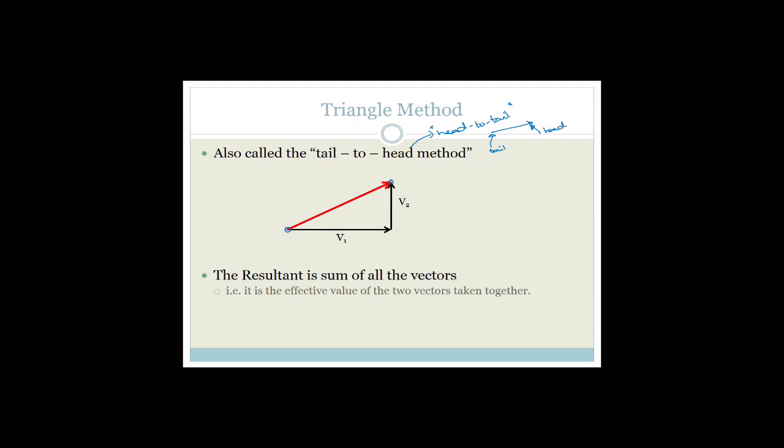So you'll notice that we're going from the head to the tail, and whenever we're drawing our vectors, the only vector that is not head to tail is the resultant. So this would be our resultant vector. Okay, and the resultant is always the sum of all the vectors. So it's the effective value of the two vectors taken together.